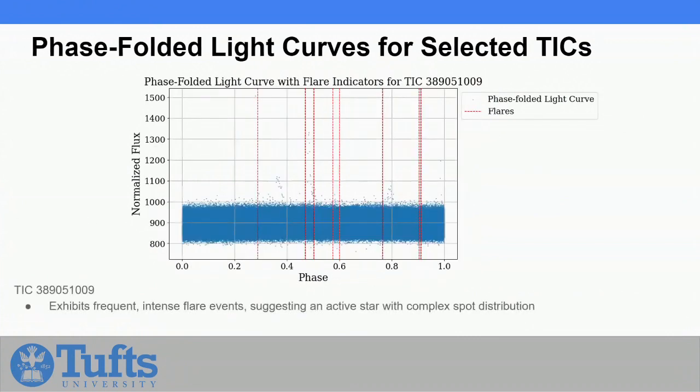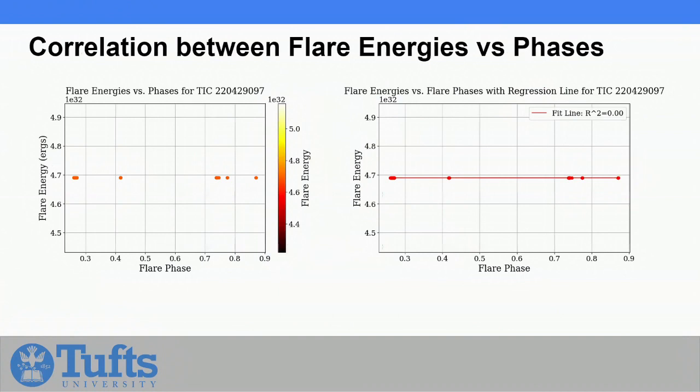This light curve has even more complex variations, with multiple dips and peaks across the phase. The flares are scattered throughout the phase and don't seem to be strongly associated with any particular brightness minimum. The lack of a clear sinusoidal pattern suggests that there may be multiple spots or surface features contributing to the brightness variations. Just as a quick note, I did end up finding some interesting things between flare energies and phases.